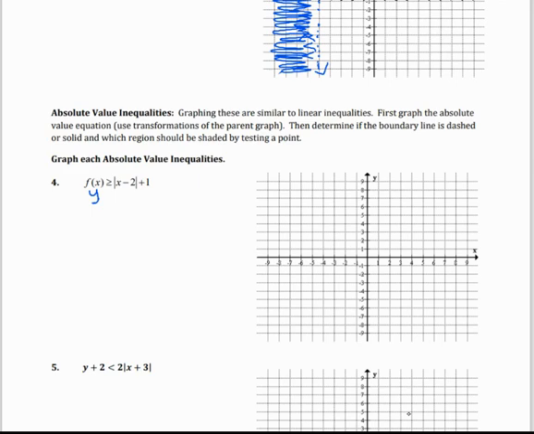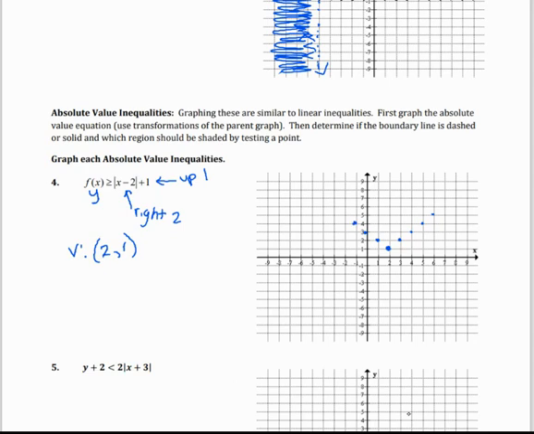Usually our parent graph is at the origin, but we are moving to the right 2 and up 1. If I wanted to find that vertex, right, we set what's inside equal to 0 and solve. X minus 2 equals 0 would give me a positive 2. And then on the outside is 1. So my vertex is 2, 1, and we can see that by the shift of right 2 and up 1. There are no other transformations, so that means the slopes are going up 1 over 1 and up 1 to the left 1.